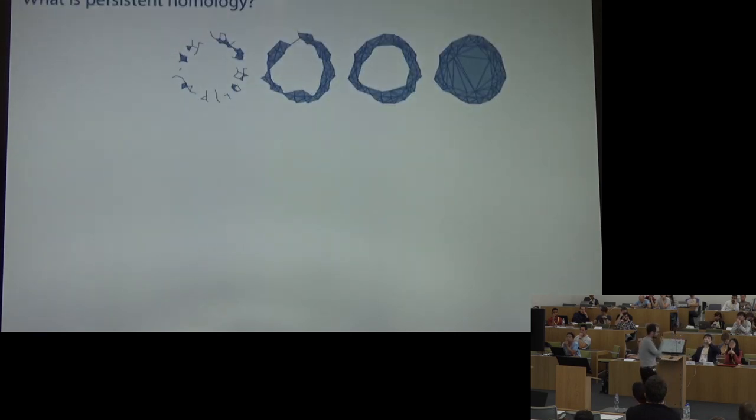Now, what is persistent homology? What we've seen before is just looking at a single shape. Now we are looking at a sequence, a filtration of shapes, as we said before. So let's just look at four for now.